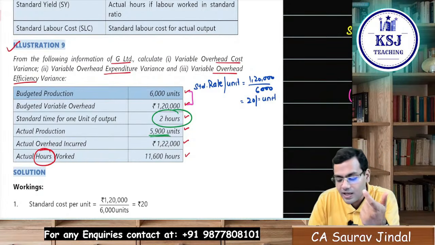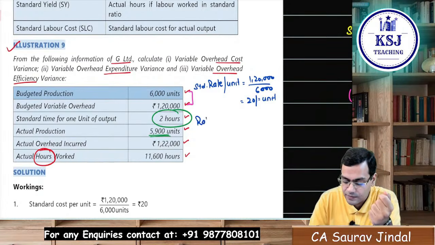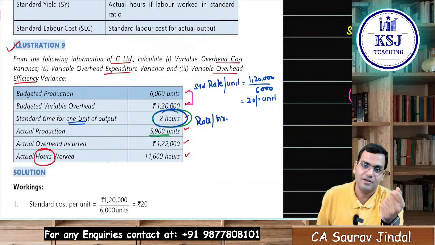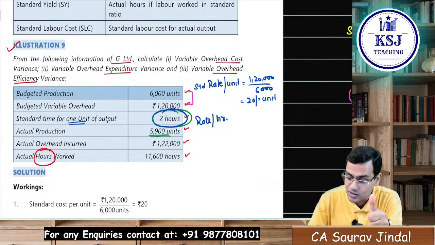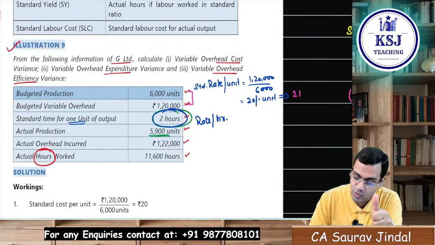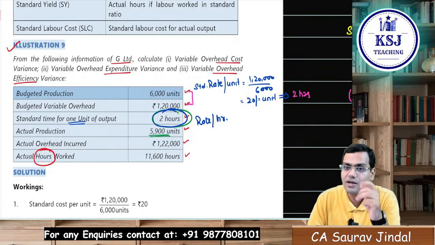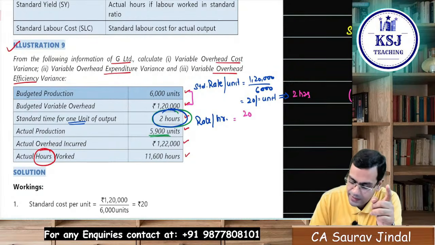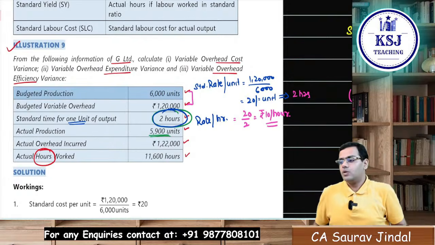Now, how can I calculate the rate per hour? See, it says in the making of 1 unit, 2 hours are required. So this rate is for how many hours? This rate is for 2 hours. If I want to calculate the rate for 1 hour, what will I do? 20 divided by 2, that is rupees 10 per hour. This calculation is important here.